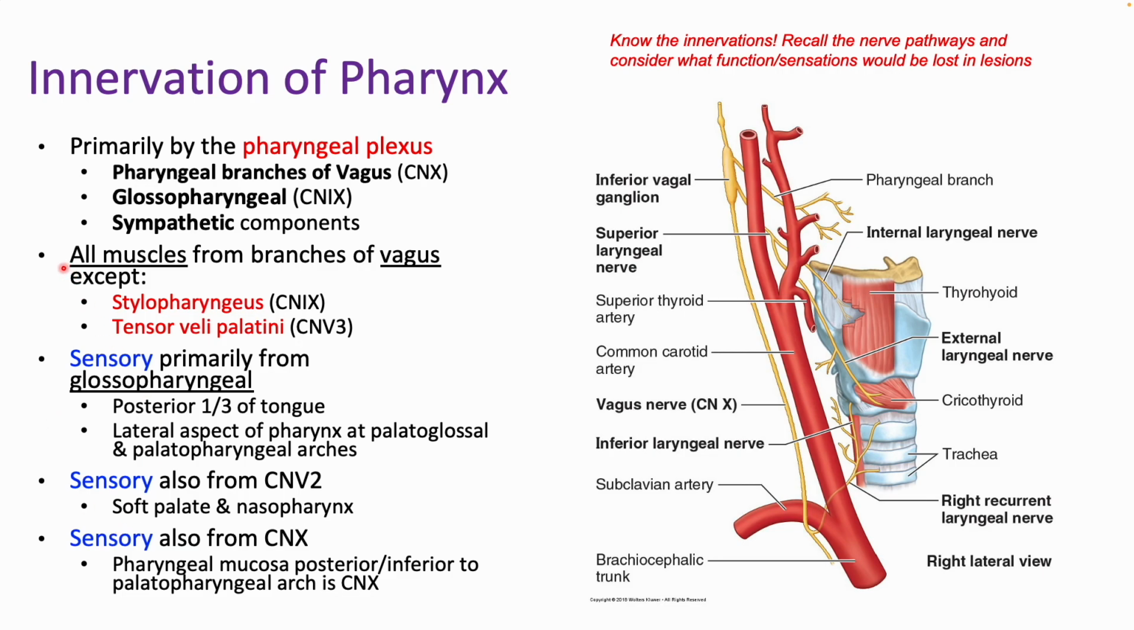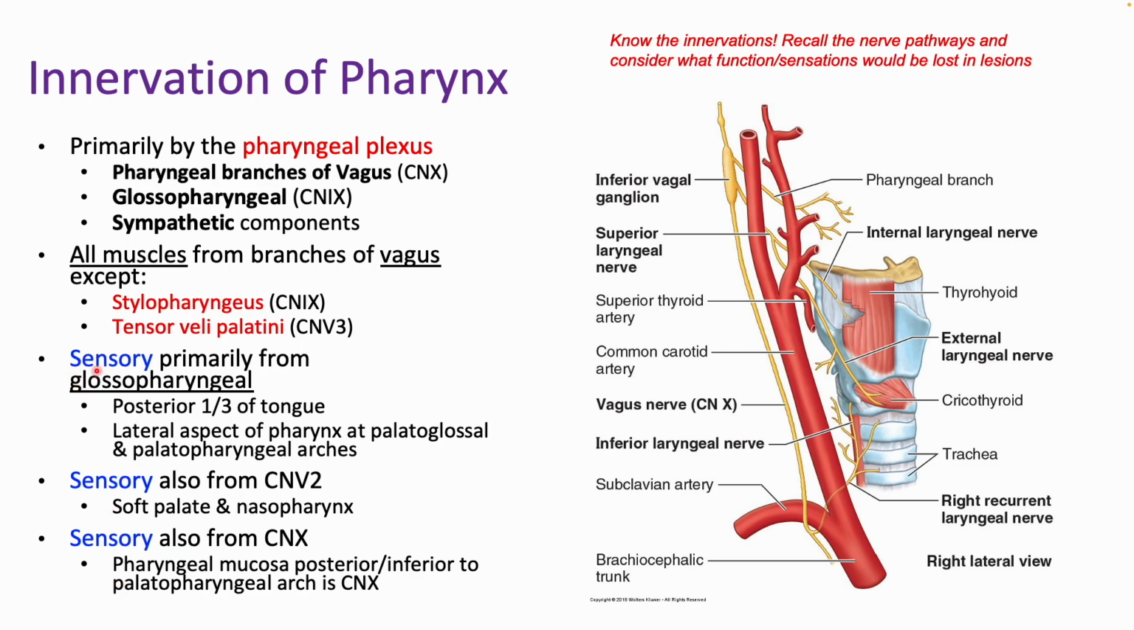Looking at the trends, all muscles, with two exceptions, are going to be from branches of the vagus nerve. So if you can't remember, it's always going to be a safe bet to say vagus. The two exceptions are the stylopharyngeus, which we looked at, is cranial nerve 9, glossopharyngeal. You can remember that because if you've got style, you're going to be glossy. So glossopharyngeus, stylopharyngeus, or glossopharyngeal. And then our other one is going to be the tensor veli palatini, so V3.